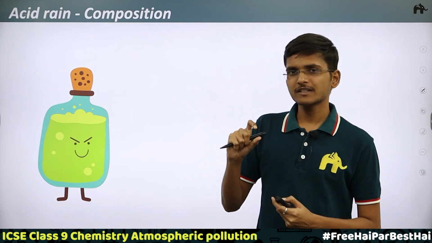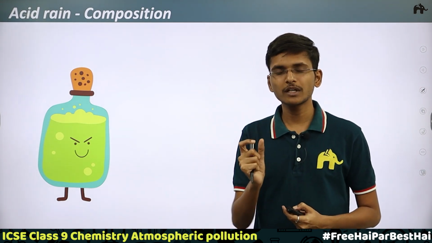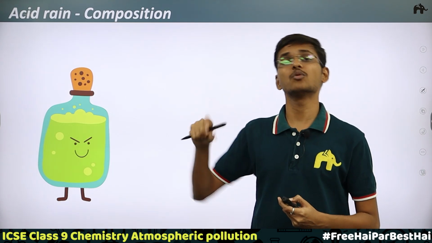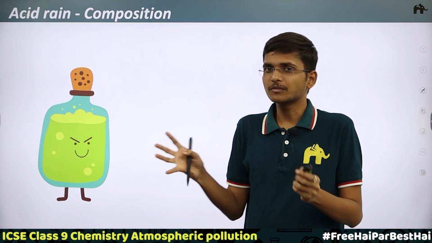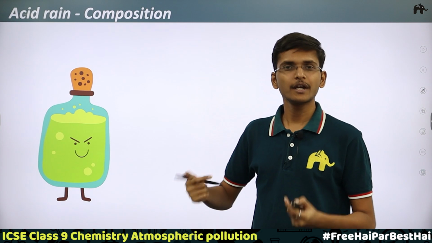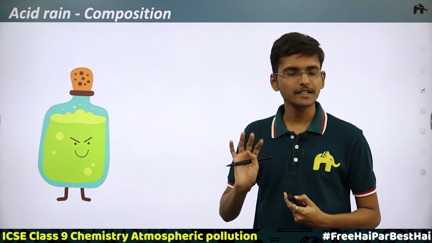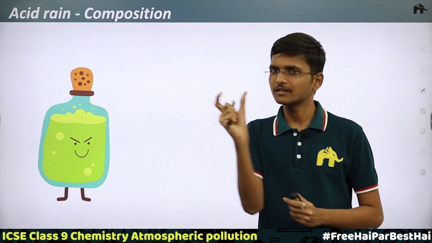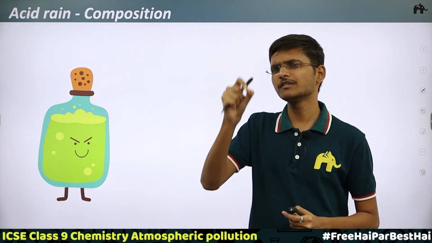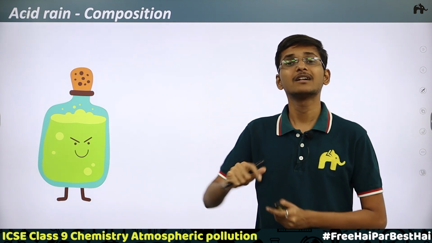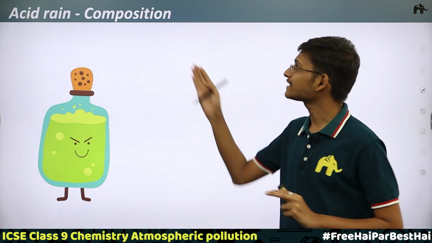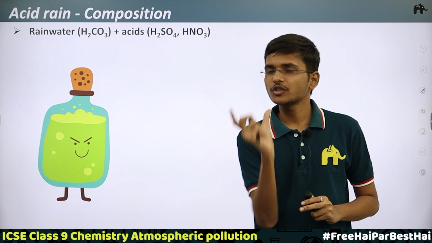And since rainwater is acidic because it has some weak acid, now if acid rain is more acidic, then it has some strong acids, or it may be having some acids other than the carbonic acid. Fine. So yes, definitely acid rain has, along with the rainwater in which carbonic acid is present, sulfuric acid or nitric acid. Okay, so this is the composition of acid rain.